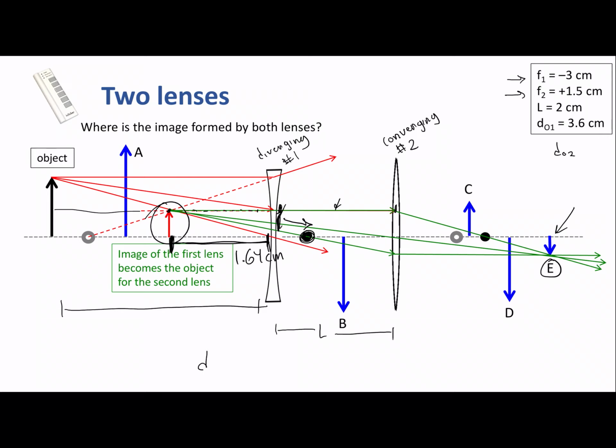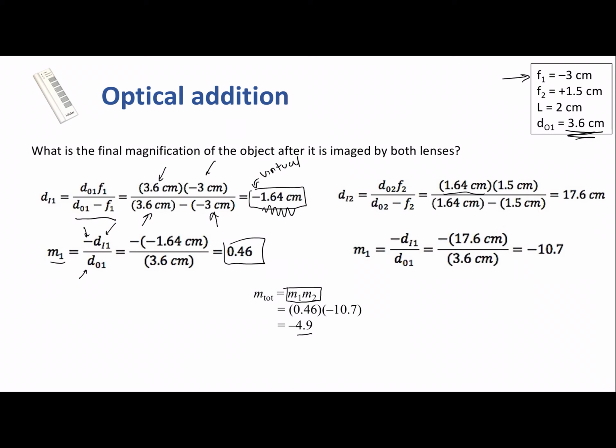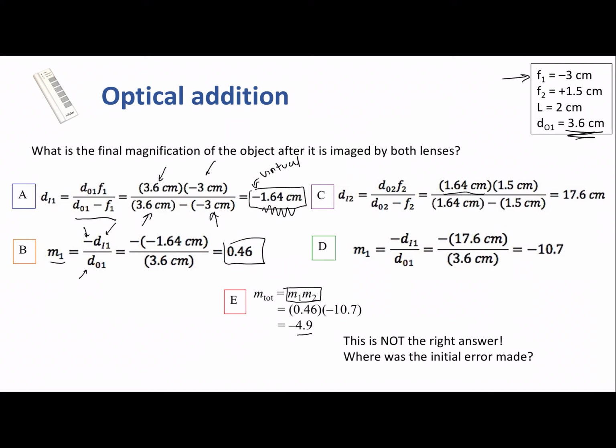In fact, the object distance that the second lens sees has to be 1.64 plus L, which is 2 centimeters. So the actual object distance that the second lens sees is 3.64 centimeters. This is 2 centimeters. So I cannot use 1.64 in my equation here. This is a common mistake and one that I implore you to avoid. This is not the correct number. I have to take into account the distance between the lenses. That will change the distance between the second lens and wherever the first lens creates its image.